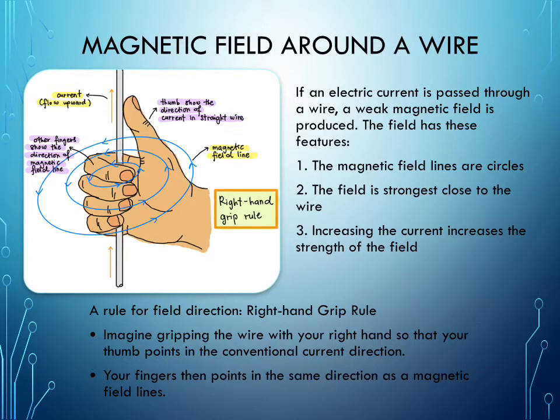For the situation of the magnetic field around a wire, you have to remember the right hand grip rule. You can imagine gripping the wire with your right hand so that your thumb points in the conventional current direction and your other fingers then point in the same direction as the magnetic field line. Conventional current is a current that flows from the positive terminal to the negative terminal.